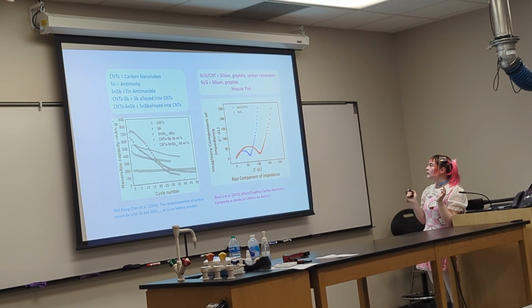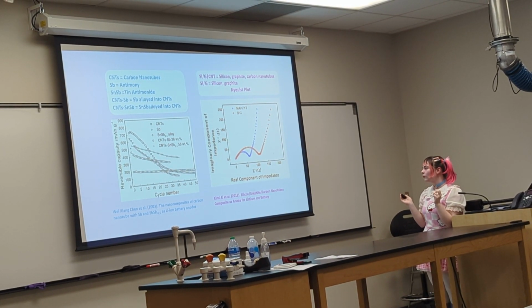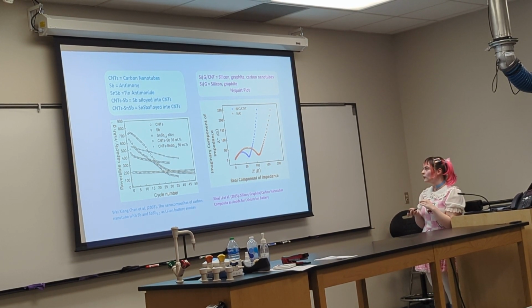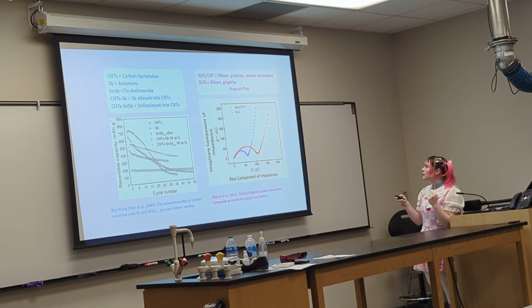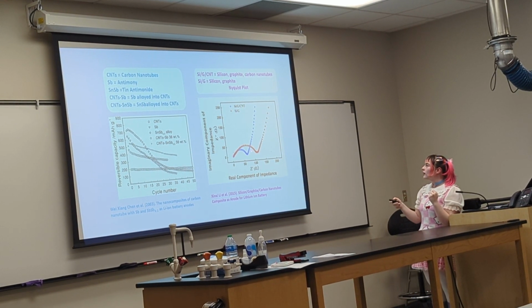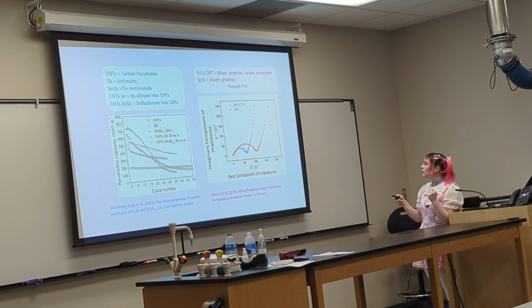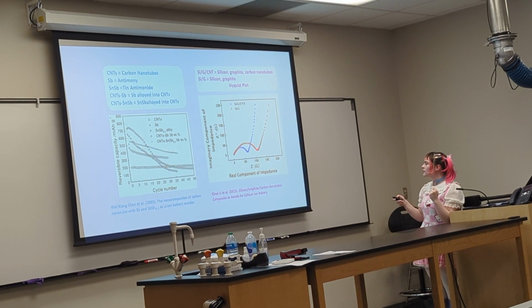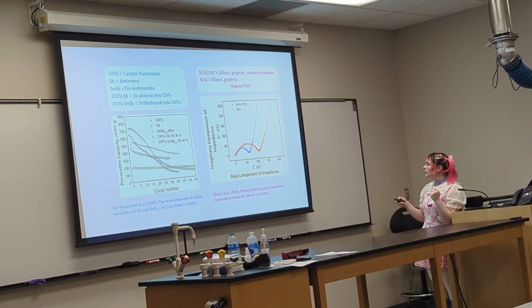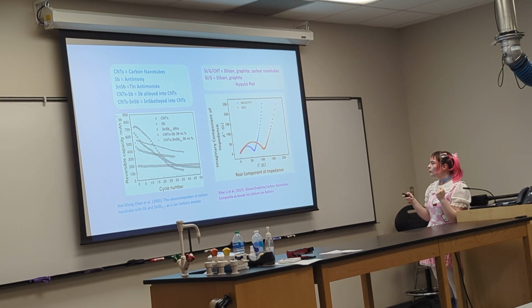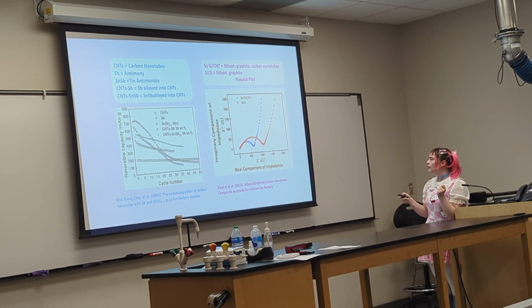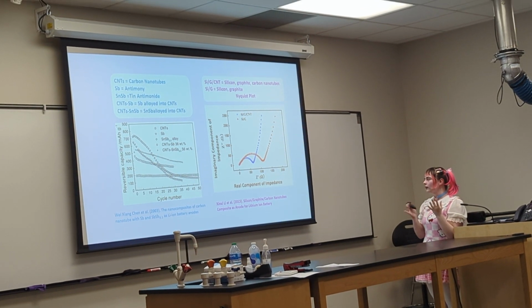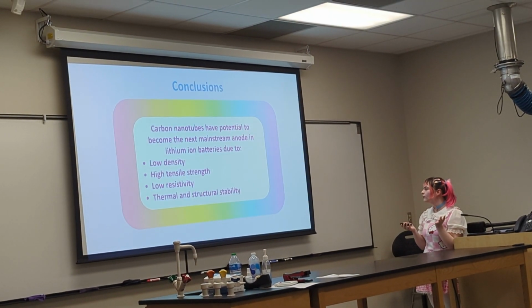And this plot is a Nyquist plot, which plots the real and imaginary component of the impedance as you increase the frequency in this direction. And this is a material of silicon, graphite, and carbon nanotubes, and this one is just the silicon and graphite. And the smaller semicircle represents a lower resistivity. So adding the carbon nanotubes in lowered the resistivity so the electrons can flow smoother.